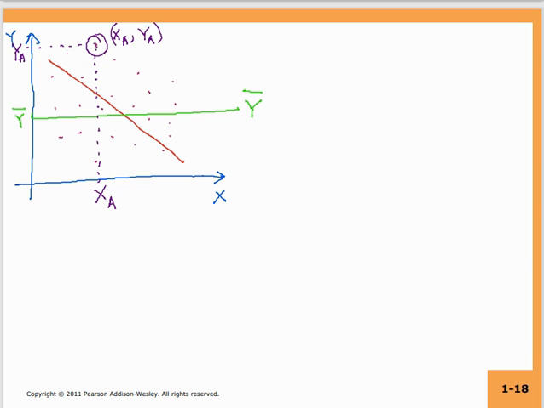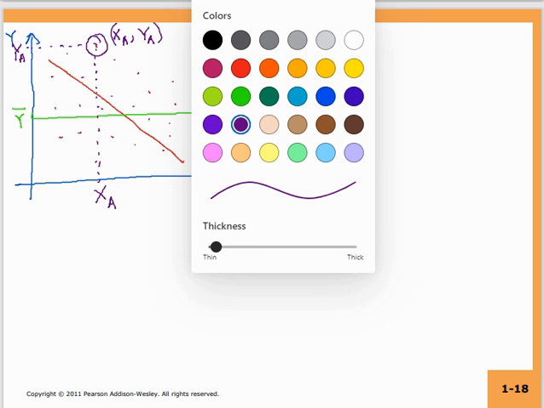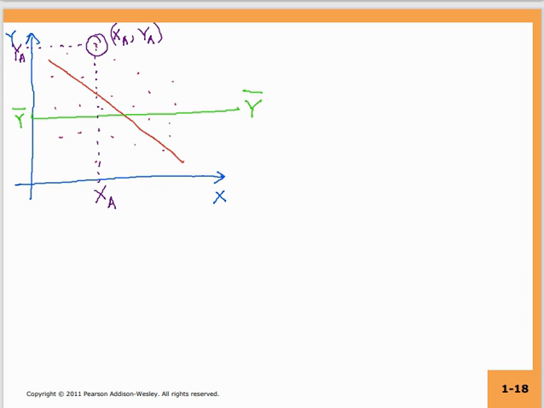When you build this regression line, this is the error. So when you build the regression line, this is the predicted ya hat. This is your prediction for this given value of xa. This is your prediction given the regression line. So this is the error associated with this point A.